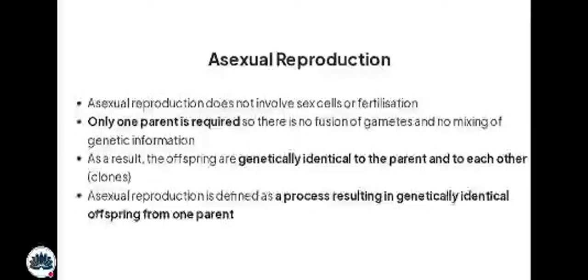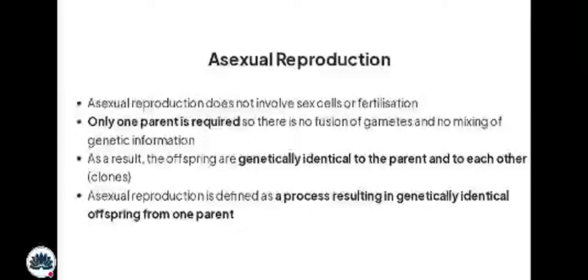Only one parent is required, so there is no fusion of gametes and no mixing of genetic information. What does the genetic information or the genetic modification mean? It means what is the height, what is the color of the eyes, what is the color of the hair, and what is basically the skin color. These all come in the genetic information. It means that if there is no mixing of genetic information, then there is only asexual reproduction, and you can determine that this is asexual reproduction.